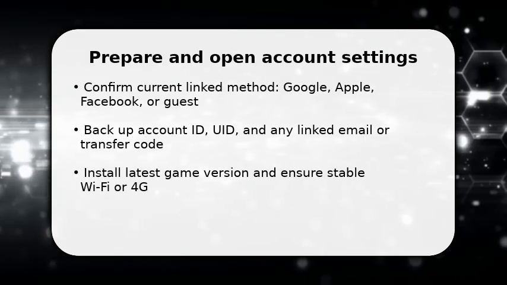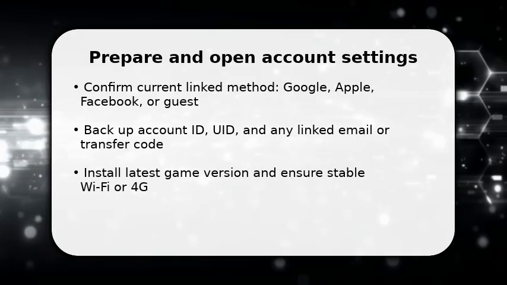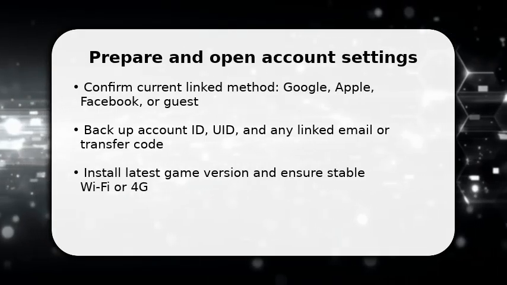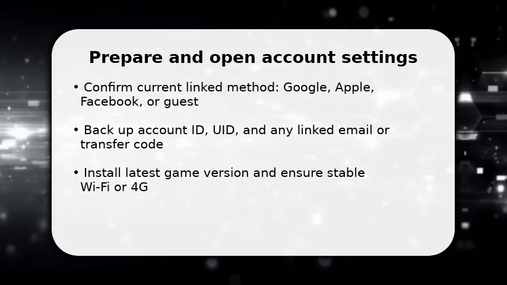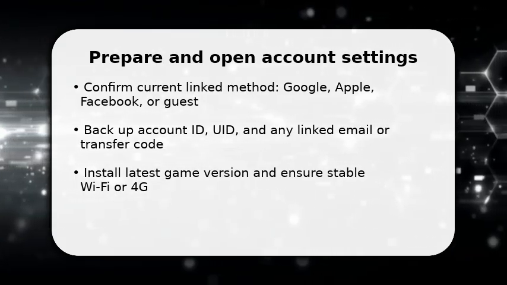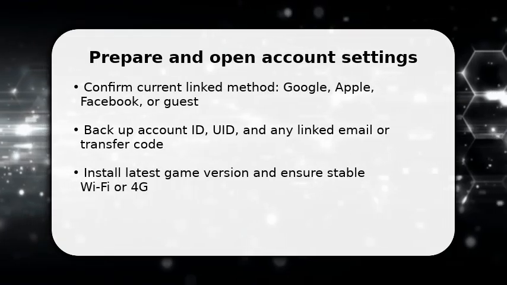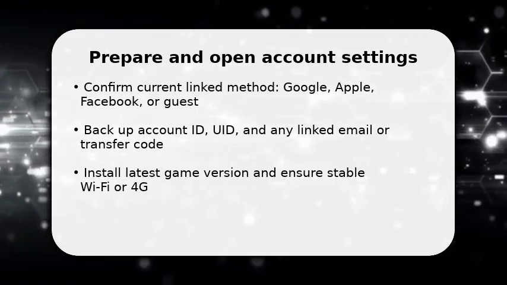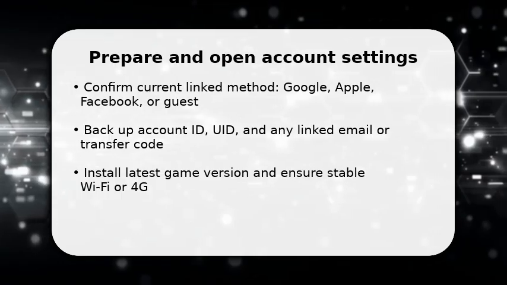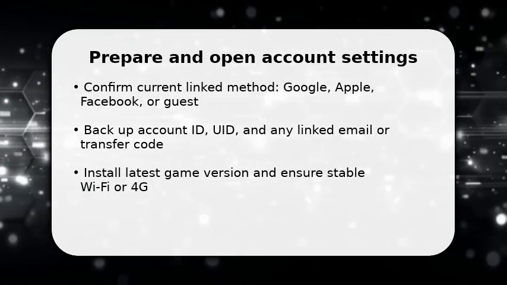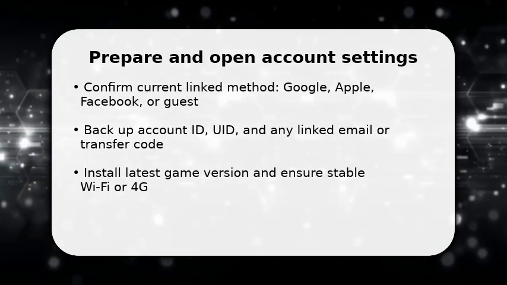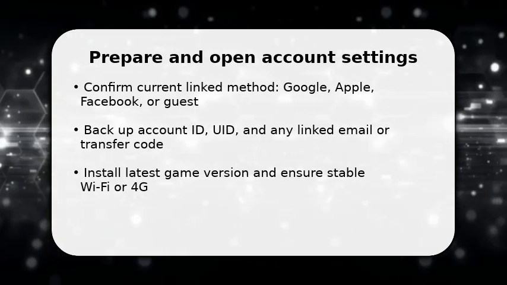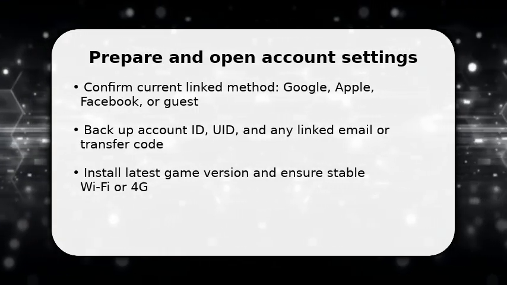You start by verifying exactly how your Nikke account is bound and gathering proof. This saves time later. Open the game, tap your profile, then account or settings to view linked methods and your UID. Once done, copy the account ID, linked email, and any transfer codes into a note. Make sure the app is updated and on stable Wi-Fi so the unlink process won't fail mid-step. This prepares you to safely proceed to unbinding without losing progress.